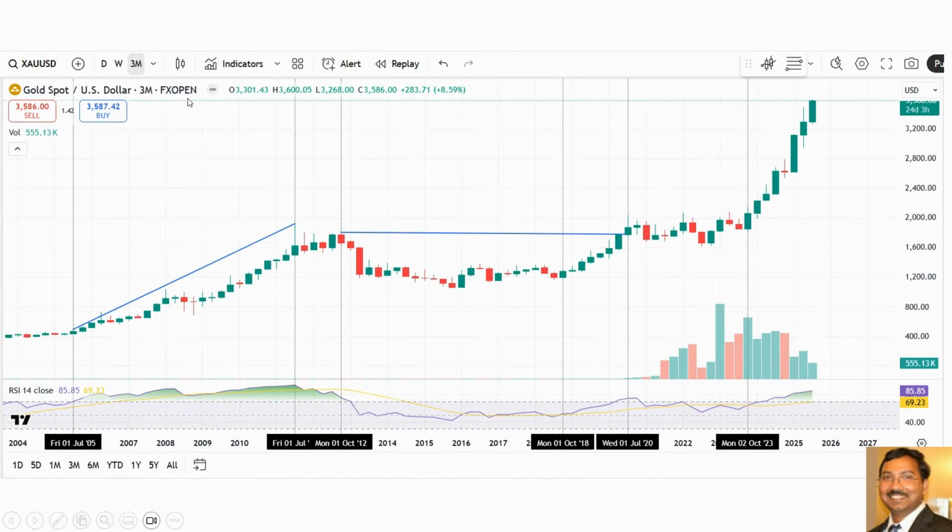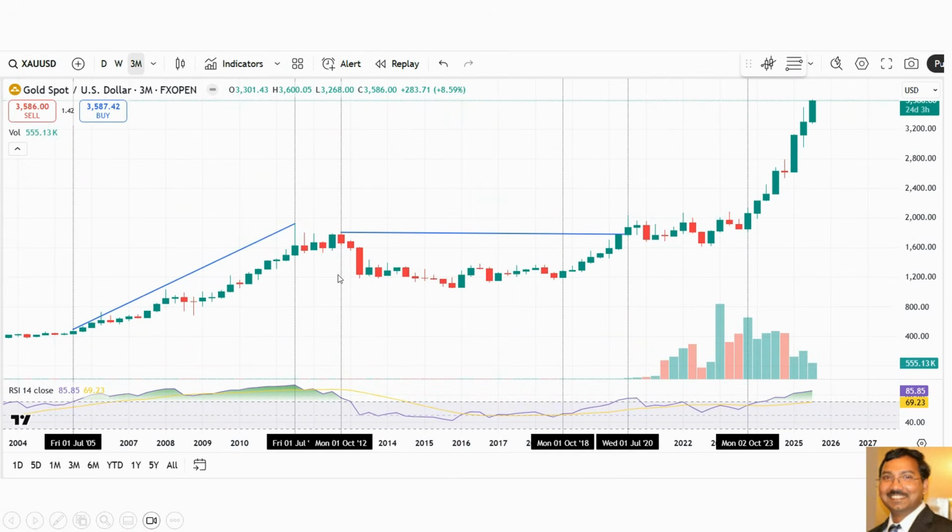This is a 3 month chart on XAU USD gold spot price. If you see here, from July 2005 to July 2011, the price went up. After that, a few years sideways, and then from October 2012 it went to the downside till October 2018. From October 2018, the price went up till July of 2020, and then from July 2020 the price went sideways till October 2023. From October 2023, the price went up. So if you see here, there is a period of parabolic rise, sideways, and then sell off, and again it is breaking that pattern, going sideways and going up.